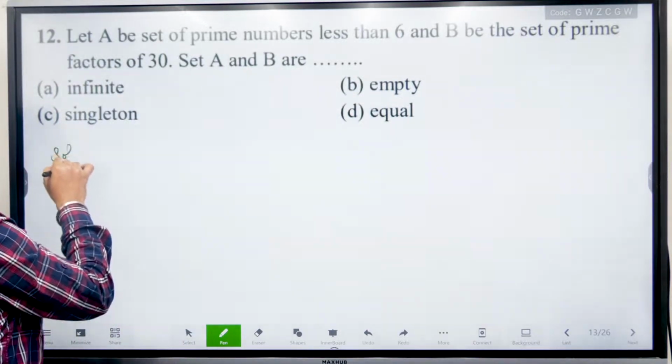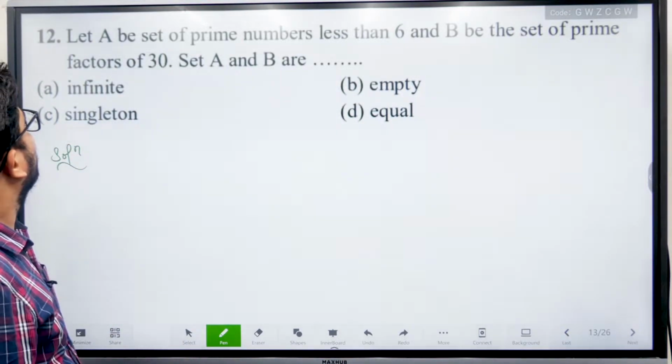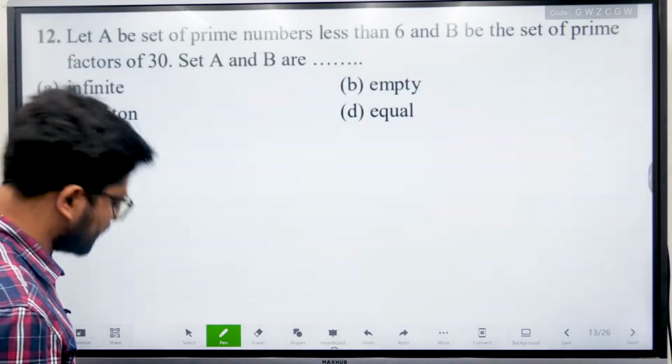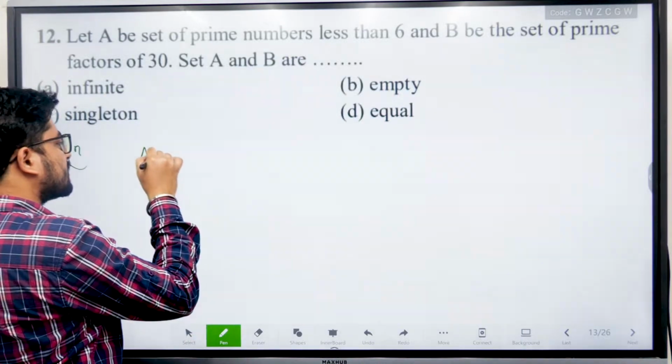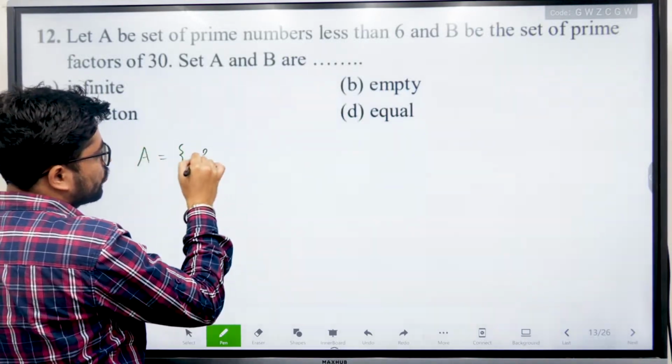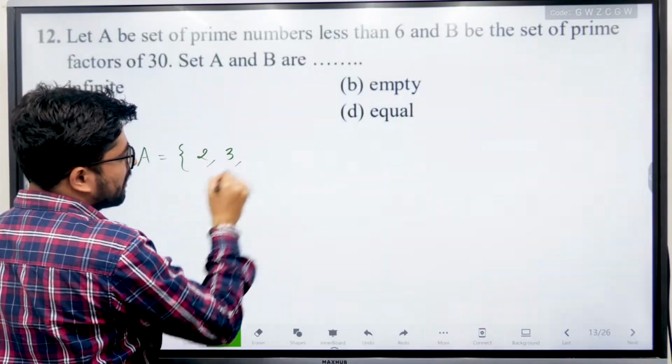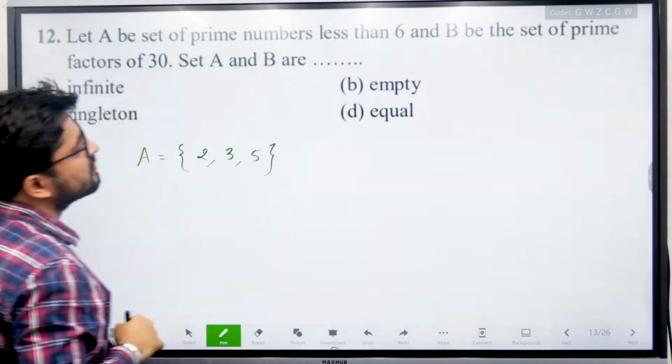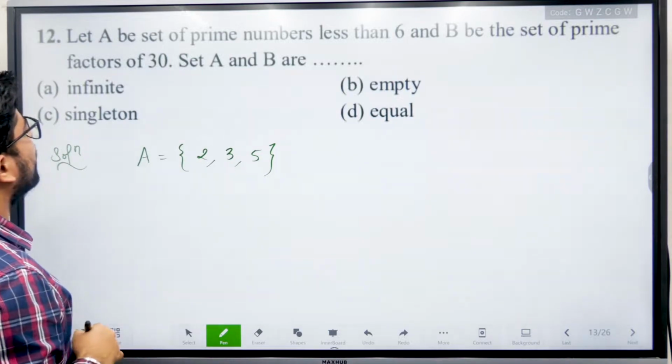Next is, let A be the set of prime numbers less than 6. So A is the set of prime numbers less than 6. So 2 is a prime number, 3 is a prime number, 5 is a prime number less than 6. And B be the set of prime factors of 30.